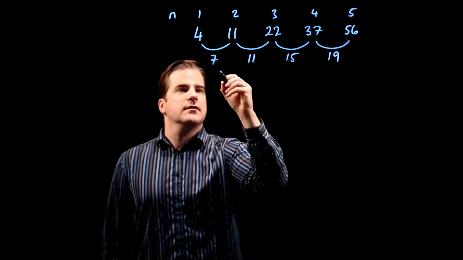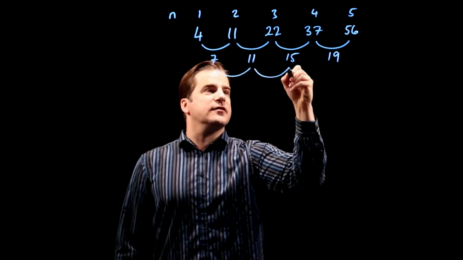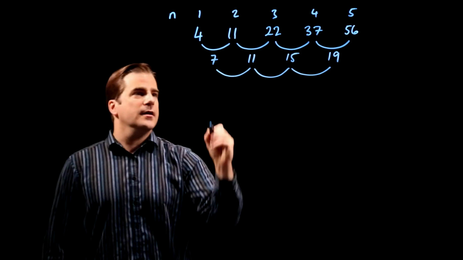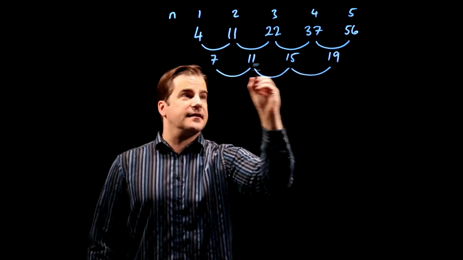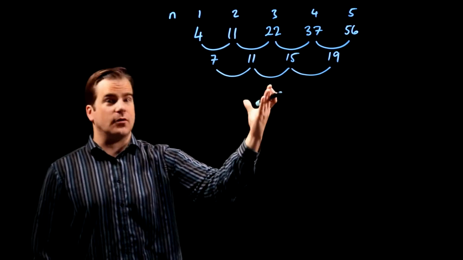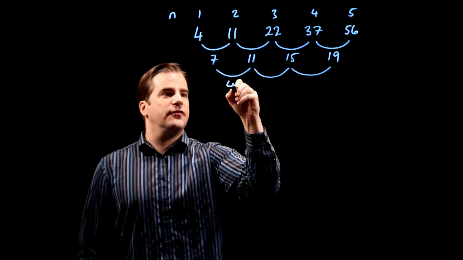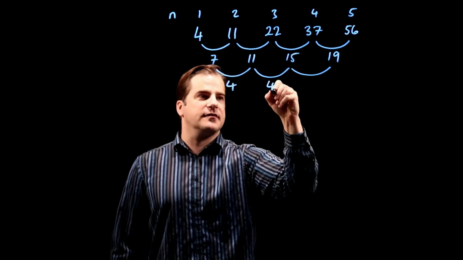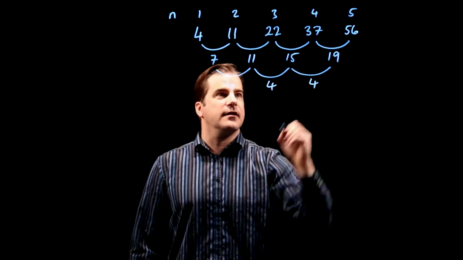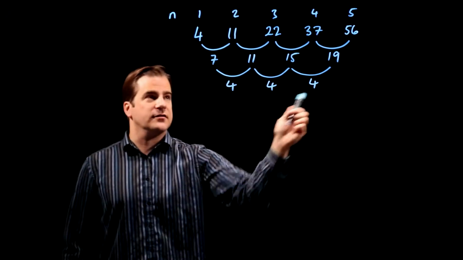Next, find out what the second difference is and write that down. Because the first difference is changing, it's getting bigger each time, that means this is a quadratic sequence. Okay, 7 to 11, it's 4. 11 to 15, surprise, surprise, it's 4. And 4 again. Okay, so the second difference is always 4.